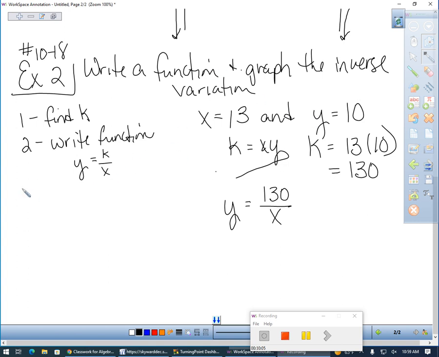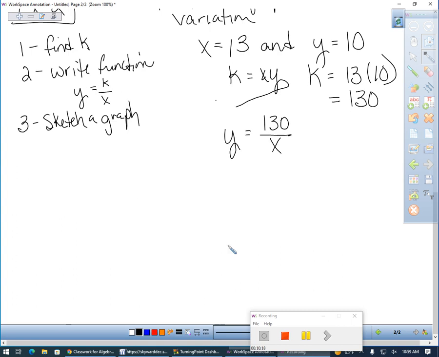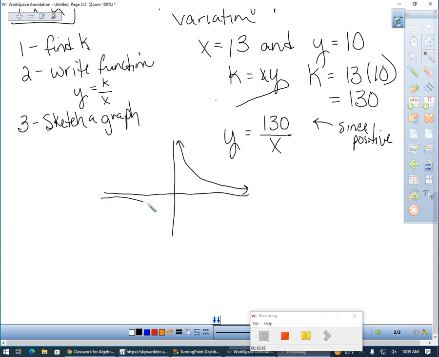And then it's going to ask you to graph. So step 3, sketch a graph. All right. And when we sketch our graph, since the k value is positive, that graph is going to fall in the first and third quadrants. And you're just going to put curves that are approaching both axes, but never, ever touching them. It's getting closer and closer to each one, but never touches it.